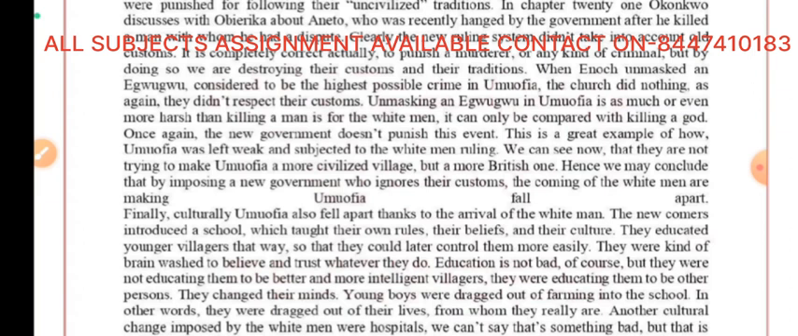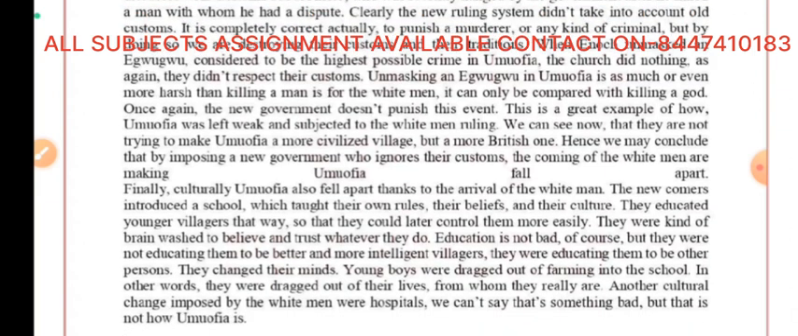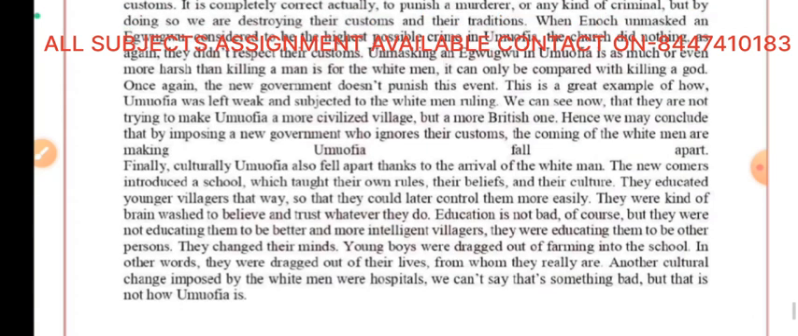Clearly, the new ruling system did not take into account old customs. It is completely correct to punish a murderer or any kind of criminal, but by doing so, they are destroying the clan's customs and traditions. When Enoch unmasked an egwugwu, considered to be the highest crime in Umuofia, the church did nothing, as again they did not respect their customs. Unmasking an egwugwu in Umuofia is as much or even more harsh than killing a man is for the white man. It can also be compared with killing a god. Once again, the new government did not punish this event.